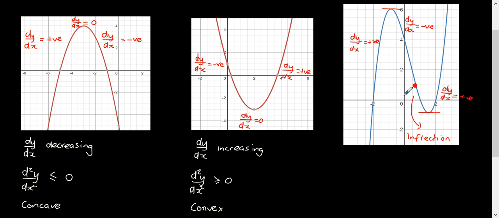So a point of inflection is where the second derivative switches from being less than or equal to 0 for the concave part to greater than or equal to 0 for the convex part.